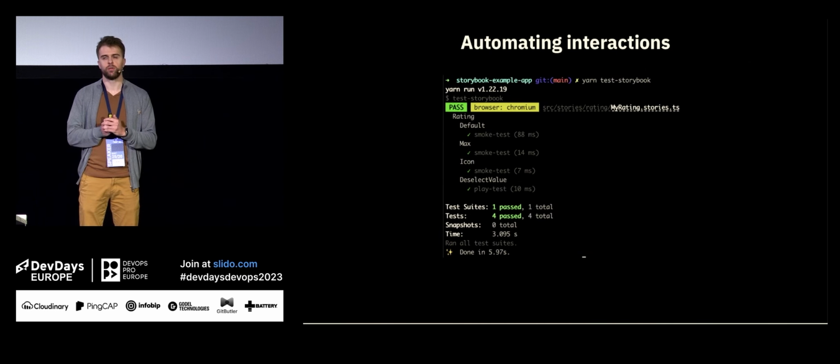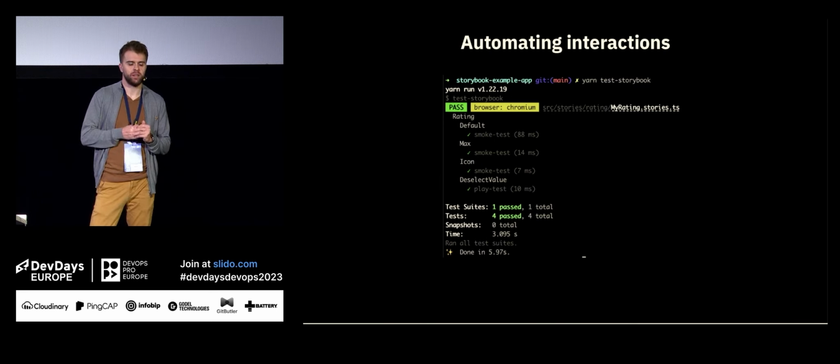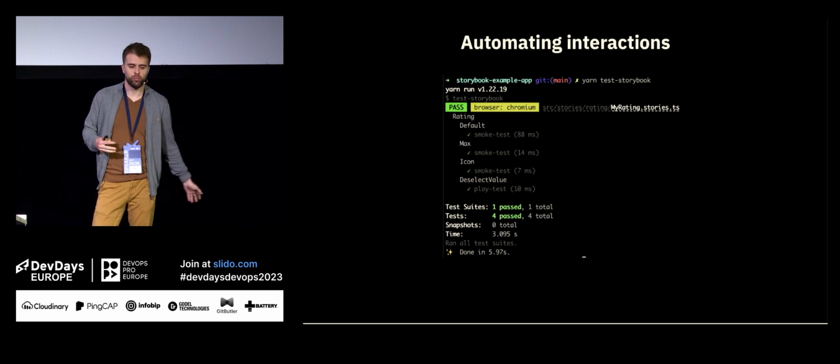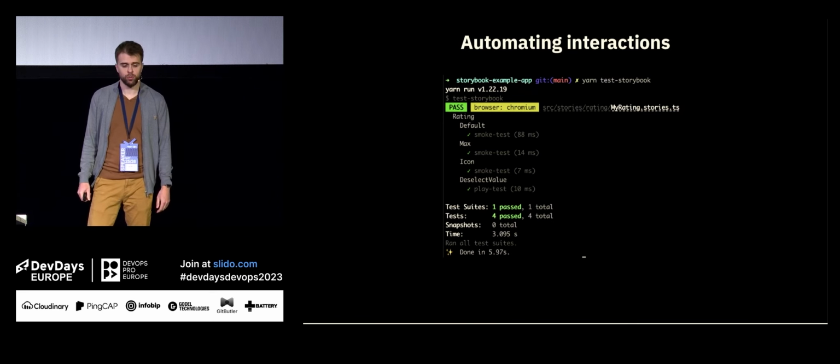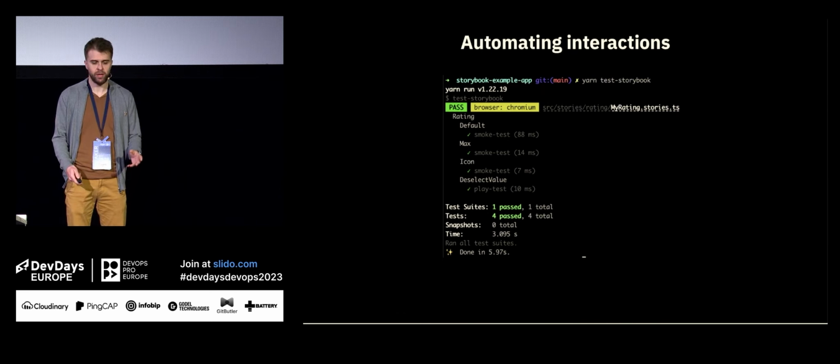Cool thing about this interaction, these small E2E tests, is that you actually can automate it very quickly. So it's all integrated in Storybook already. So we run yarn test Storybook command, and Storybook runs automation, runs all stories. It also does smoke testing for stories that don't include automation. Very useful.